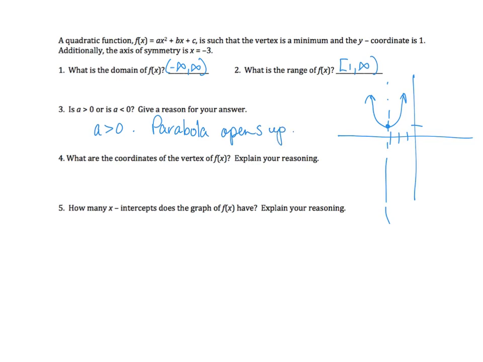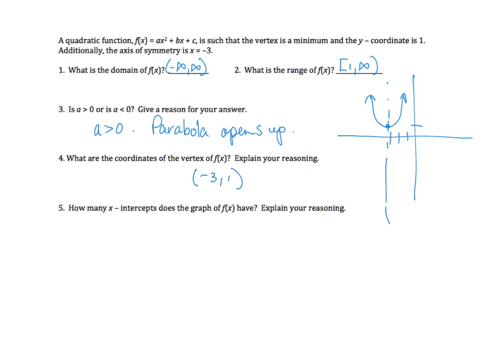If it had opened down, it would have been negative. Then it asks, what are the coordinates of the vertex of f of x? Well, now based upon my sketch, it really makes it easy to see what that vertex must be. So it's going to be at x equals negative 3 and y equals 1. So my vertex is at negative 3, 1.